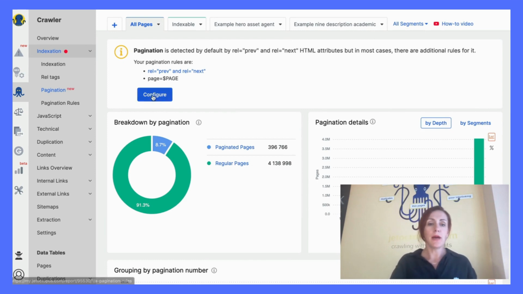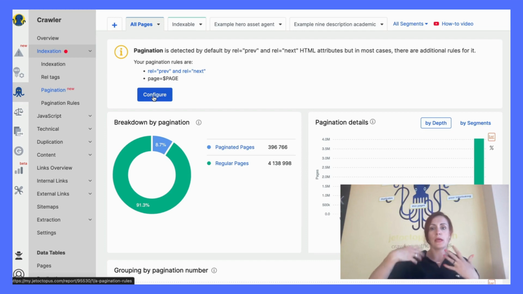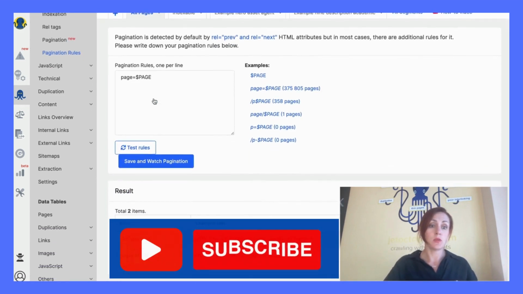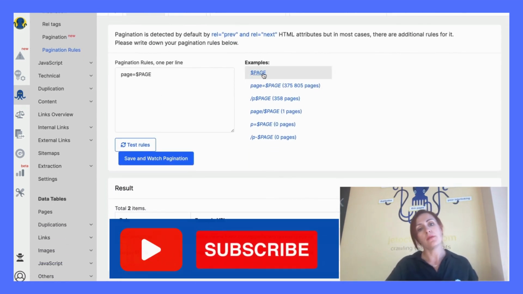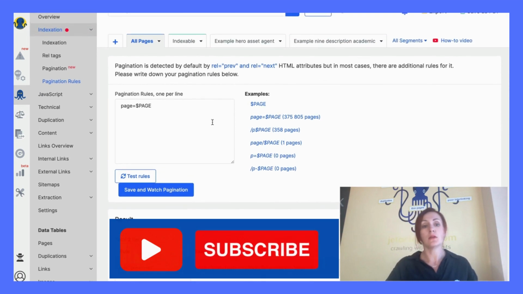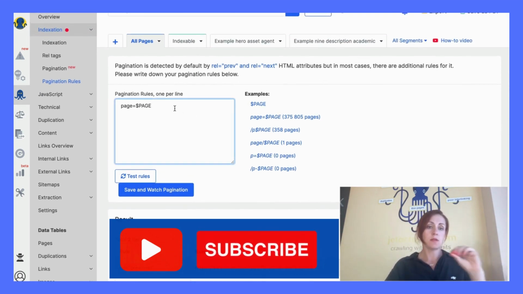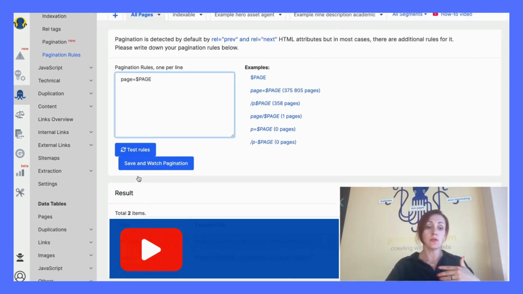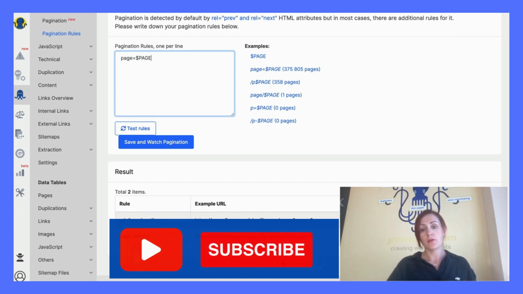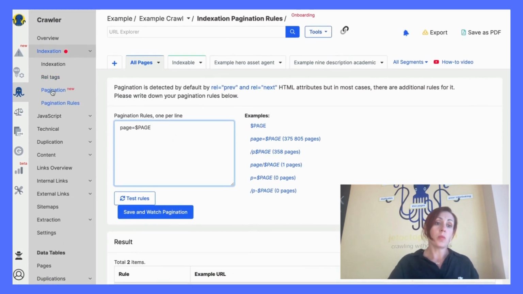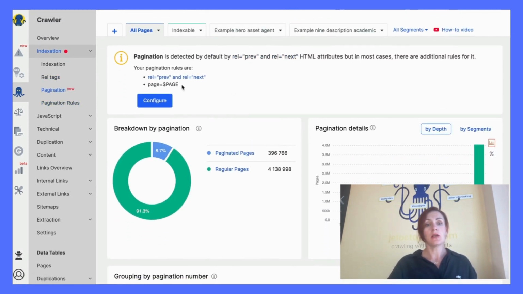And here you will have the opportunity to add your pagination rules, so to get more information, because you can have specific rules for your pagination, and you just push the configure rules and you have the possible examples how it can look. Here you just insert your rules and then test rules, then you will have the information if the rules are working well. And when you go back to the pagination section, you will have all the rules that you've inserted.